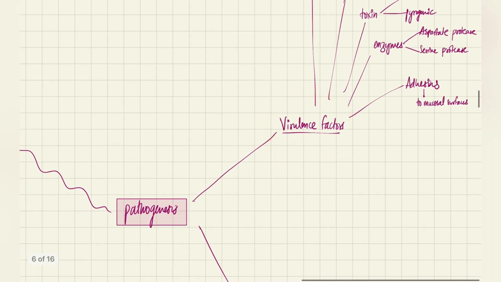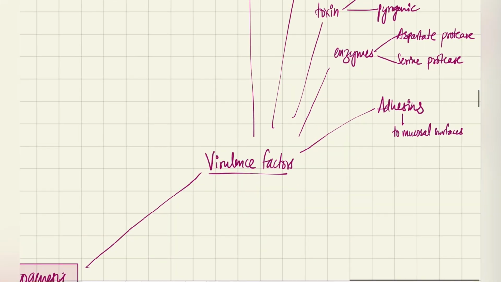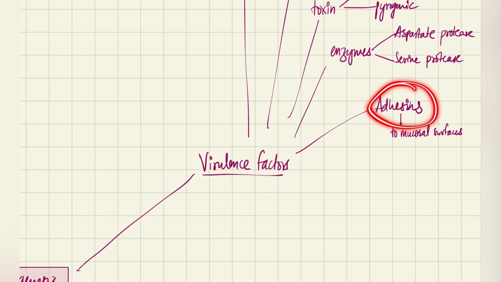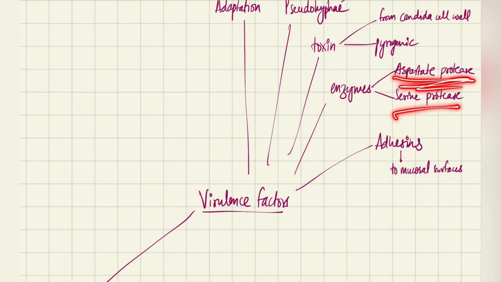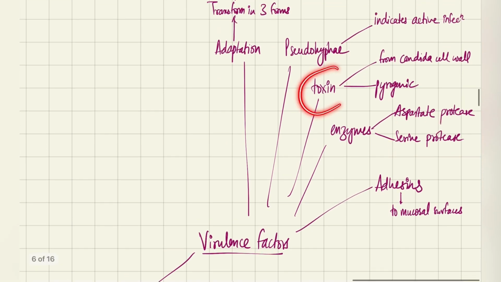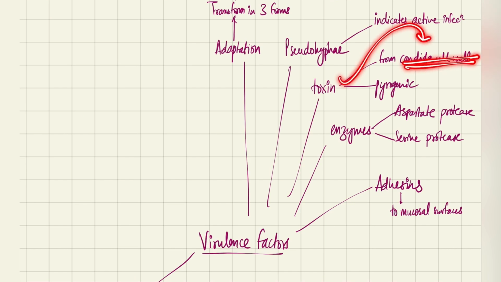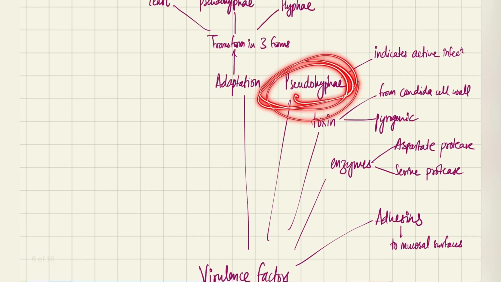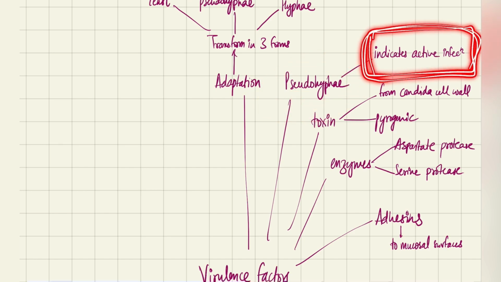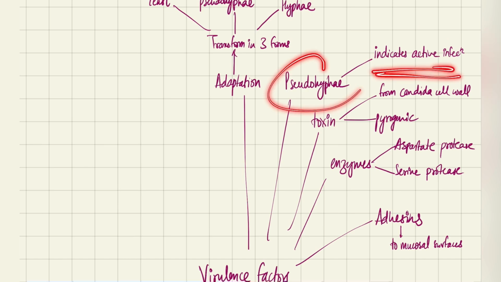Coming to virulence factors, or the main part of the pathogenesis, firstly, adhesion is through adhesins, through which it attaches to the mucosal surfaces. Then enzymes for invasion are aspartate proteases and serine proteases. And toxins used for tissue damage are produced from the Candida cell wall and are pyrogenic in nature. They cause fever in the individual. And further, the pseudohyphae formed by Candida albicans indicate an active Candidiasis infection.